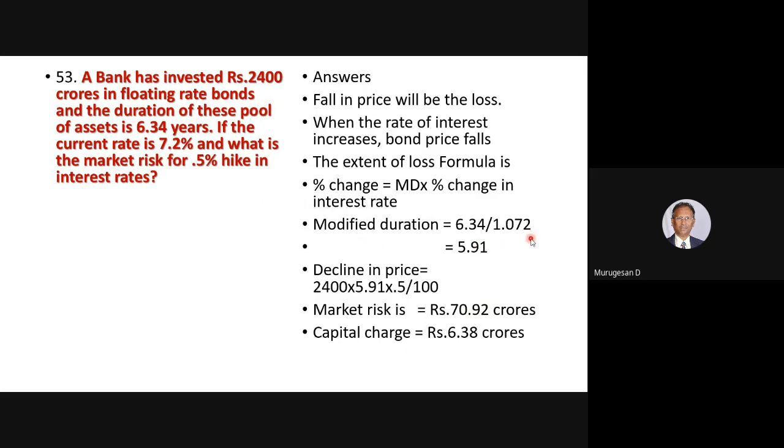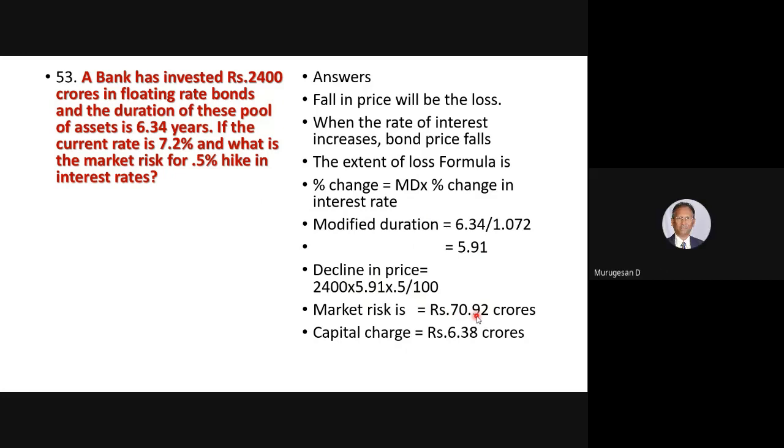The 7.2 you have to convert to decimal. So, 5.91 years. Always duration will be in years. So, you apply 5.91 here. 2400 is the value of the total portfolio. This is the percentage change. 50 points means 0.5. Don't put 50, put 0.5, then divide by 100, because it is a percentage. So this much will be the loss in the portfolio.